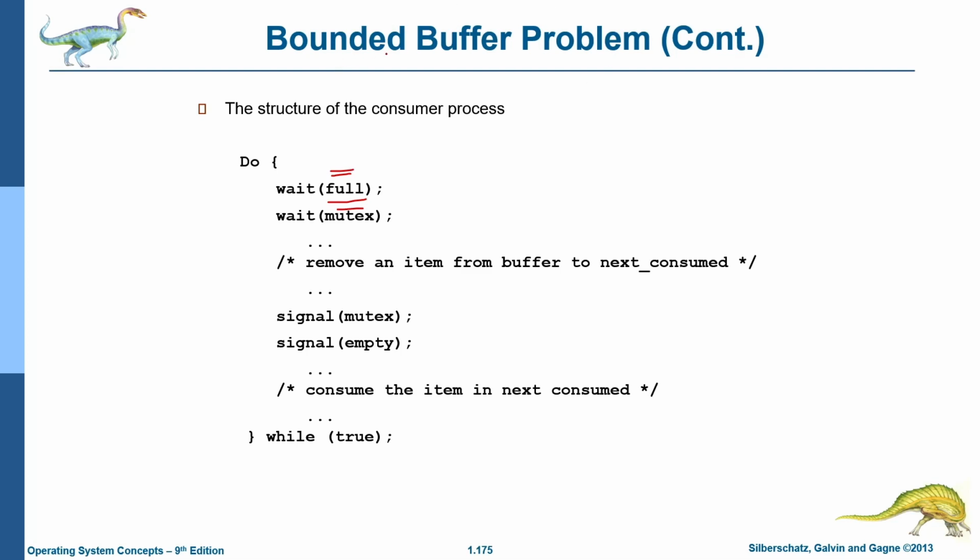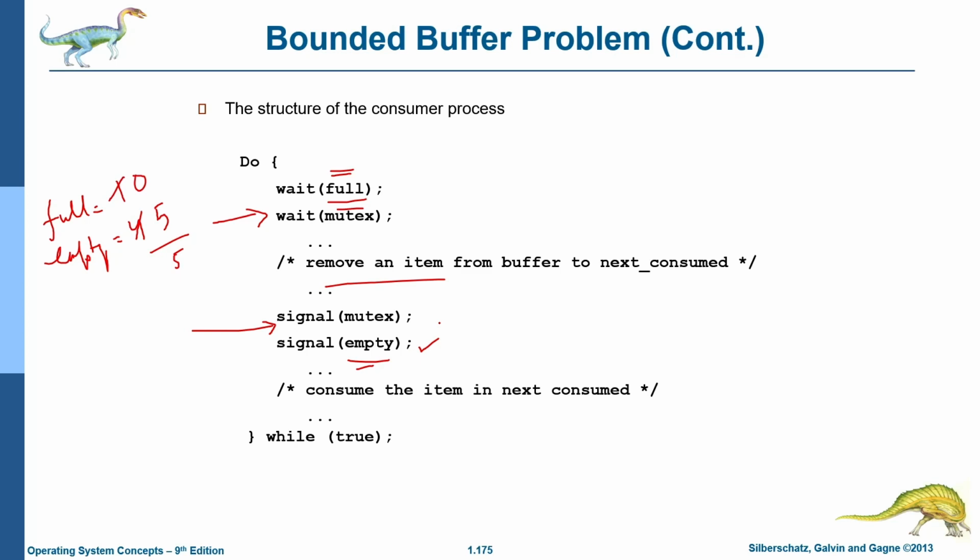Now, because it is going to remove something from the buffer, it will wait on this mutex, remove the item from the buffer, signal it, then signal empty. Why? Because full was 1 to begin with, empty was 4. Now it waited on full, so it made full 0. It consumed the item. That means empty should become 5 again. Total is again 5, right? Because one item has become empty. Are you all able to understand this?